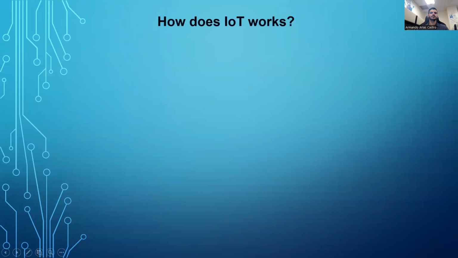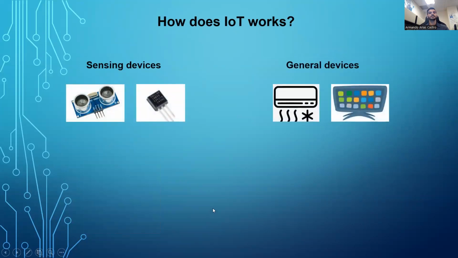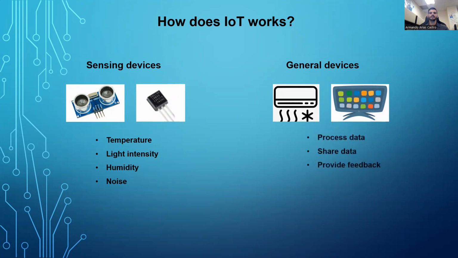But how does it work? There are two main types of IoT devices: sensing devices and general devices. Sensing devices measure the environment around them. They can measure temperature, light intensity, humidity, noise, and many other things. General devices process the data collected and share it over a network. Sometimes these devices also provide feedback to the user.